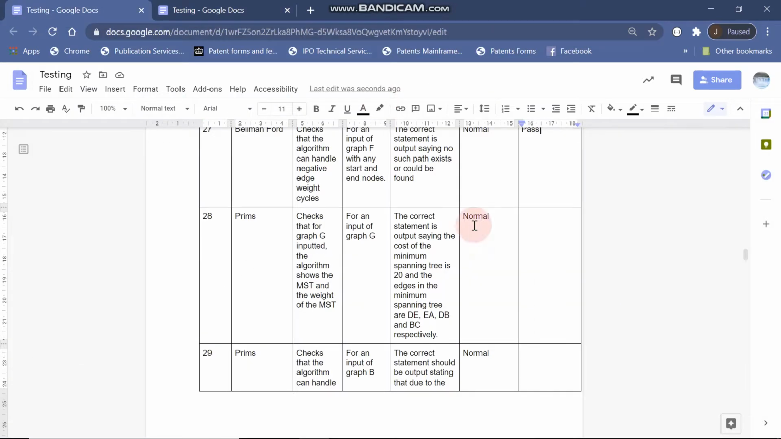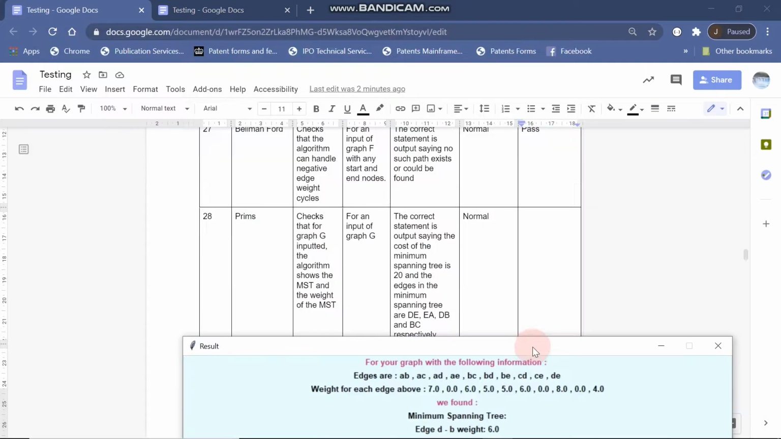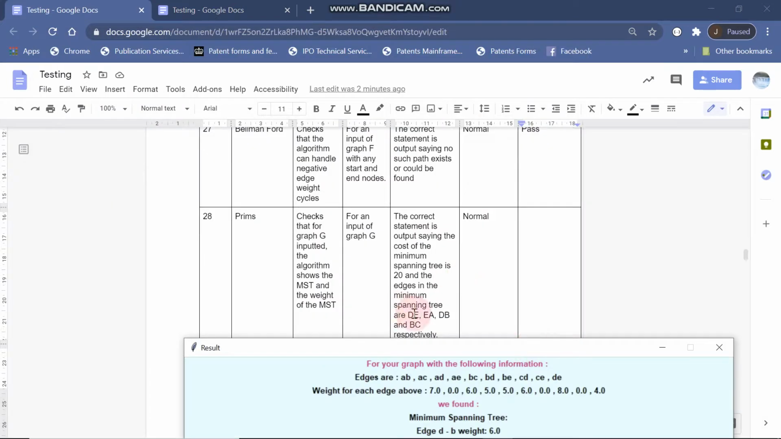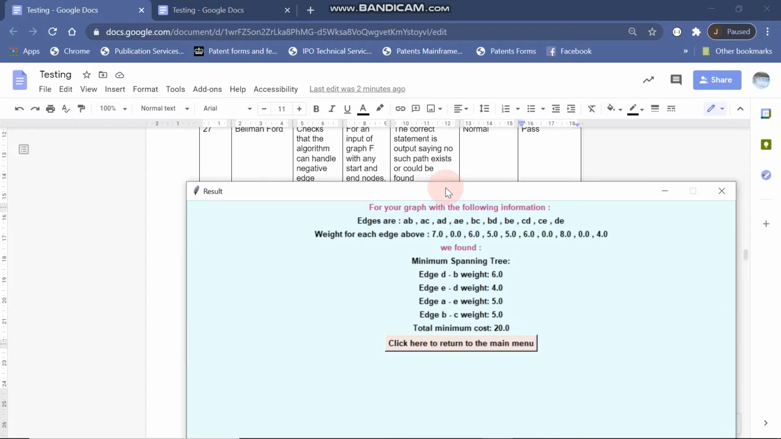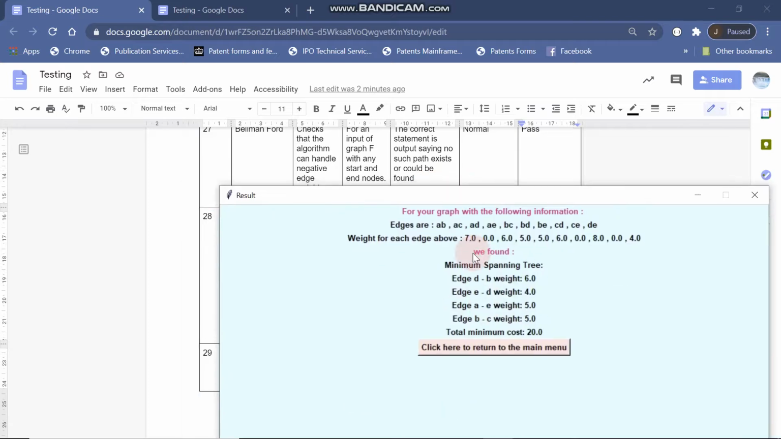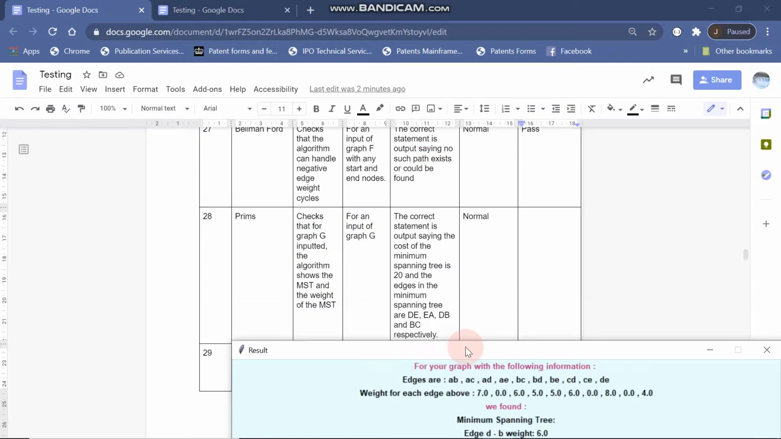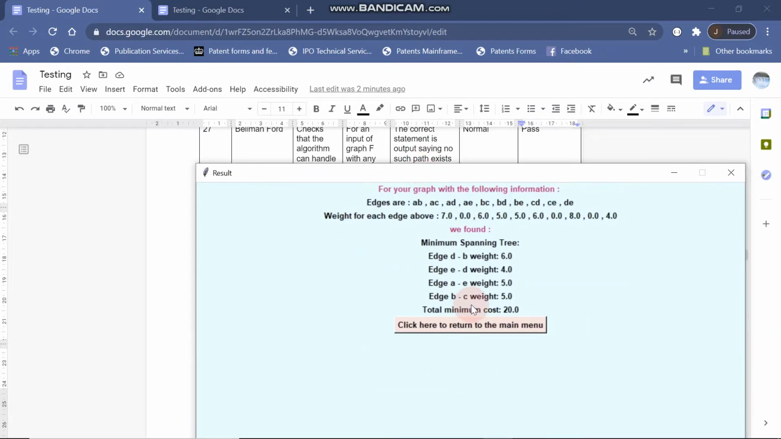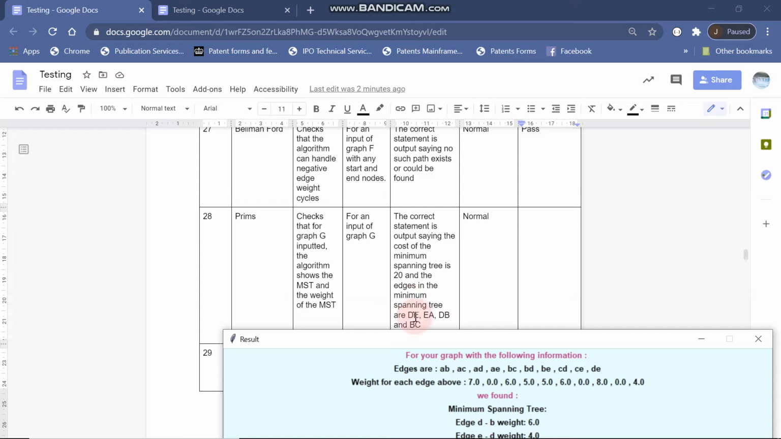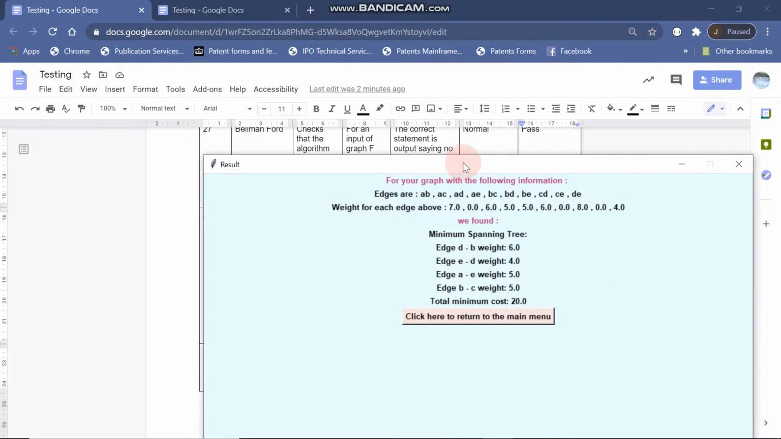Let's see what we should have expected to get. So the cost of the minimum spanning tree is 20. Well, total minimum cost 20. The edges DE, EA, DB and BC. So DE, well, edge ED is basically edge DE, so that's fine. EA, so again AE is EA, DB again, and BC. So it doesn't matter that they've been output in a different order to the one stated in the expected result, and it doesn't matter that it's AE instead of EA. It's the same edges that we've got, so that's a pass.